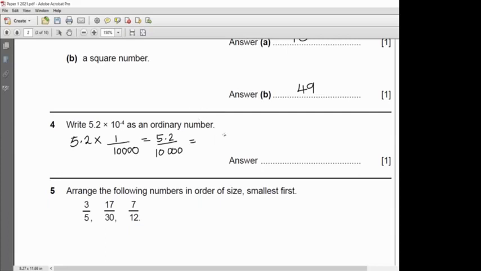If I write it like this, let me just write it 5.2. So we say the decimal is going to move 4 spaces. So 1, 2, 3, 4. So the decimal will be over here. These spaces we will replace with zeros, and then there's a 0 over there. So our answer is 0.00052.